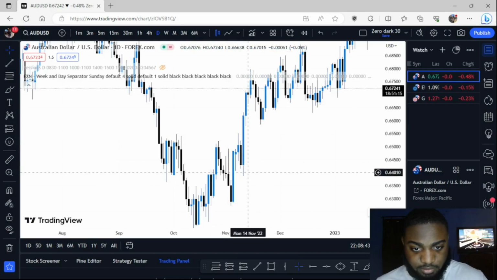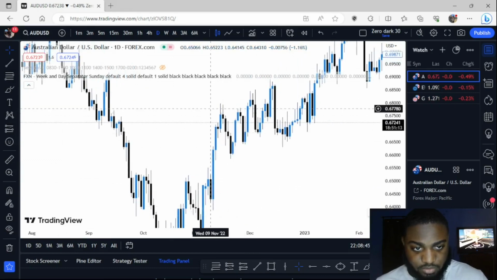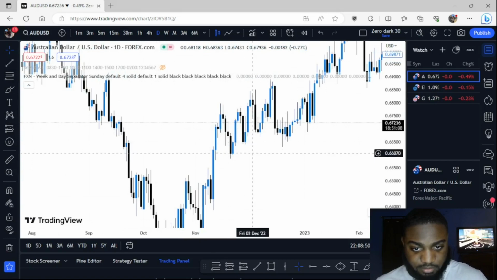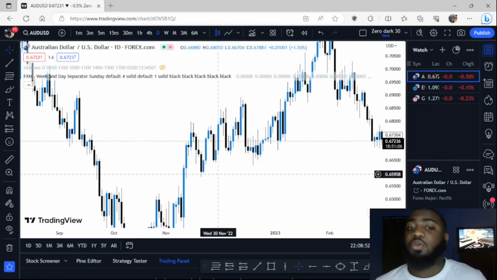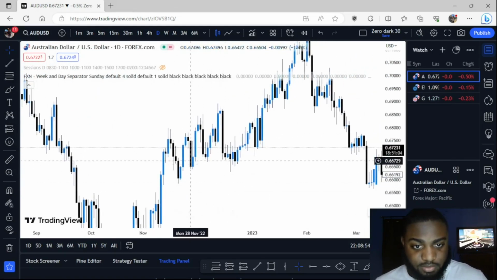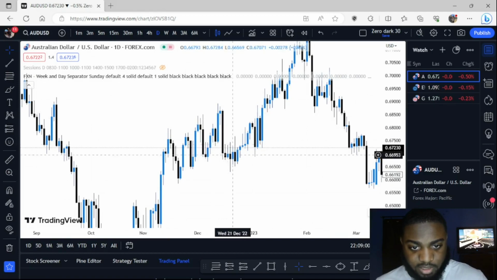Took out buy side, took out sell side, took out buy side, took out sell side. This is just on the lower time frame, but we're still taking out sell side. So I'm saying take out buy side, take out sell side, take out buy side, take out sell side. You see what I'm saying? So y'all kind of get it.